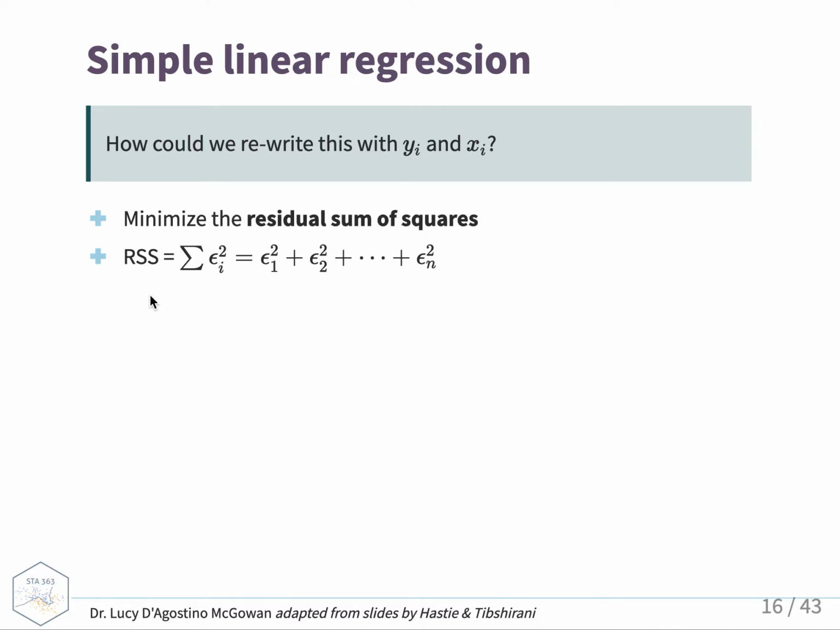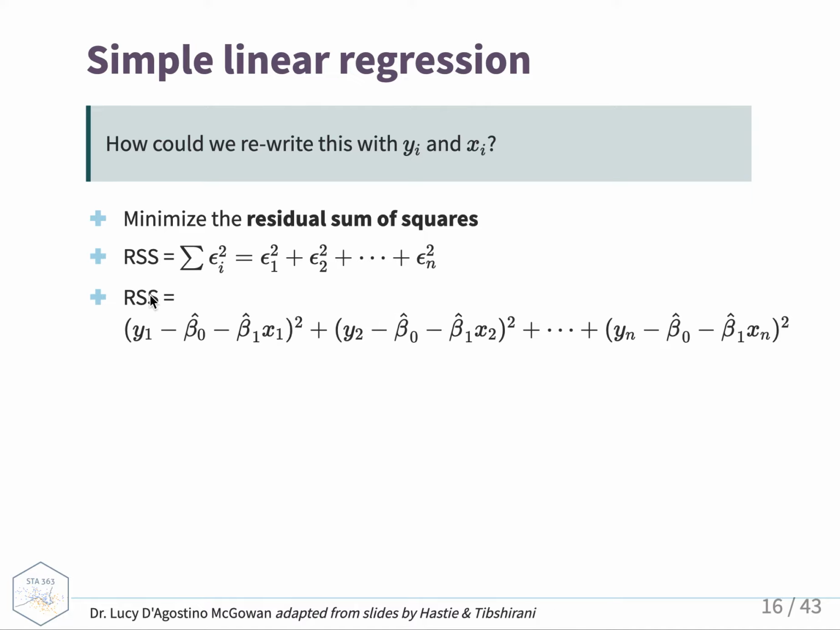And we can actually rewrite this with yi and xi. And so the residual sum of squares can be written as y1 minus beta hat 0 minus beta hat 1 times x1, squared, plus y2 minus beta hat 0 minus beta hat 1 times x2, squared, all the way to yn minus beta hat 0 minus beta hat 1 xn, squared.